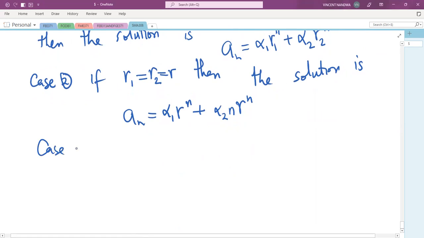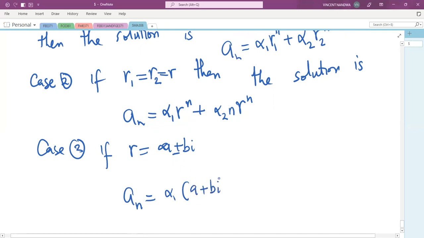And then case 3: if r equals a plus or minus bi, this is a complex root, then the solution an will be alpha 1 (a plus bi) power n, and then plus alpha 2 (a minus bi) power n. So this will be the solution for the case of complex roots.